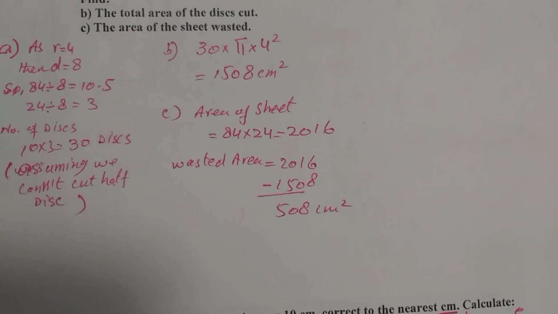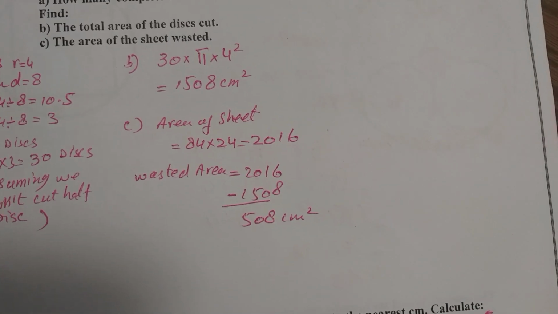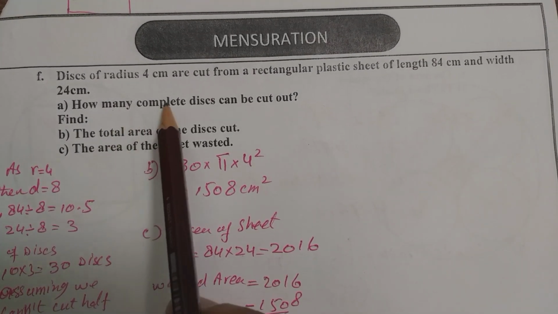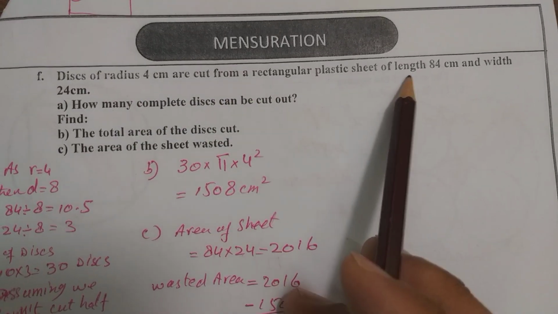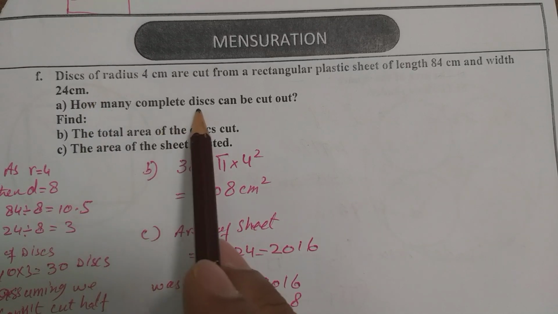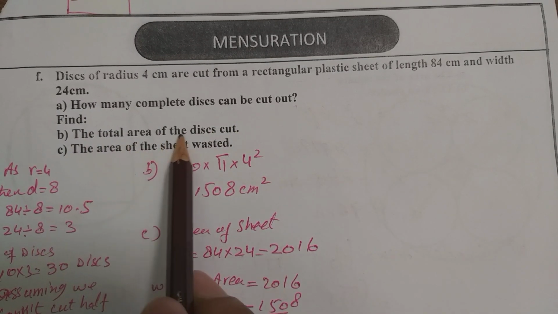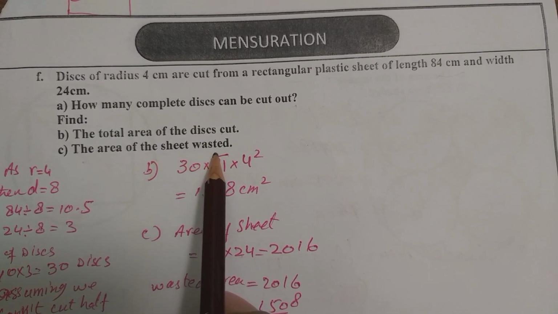Let's see what the next questions are. In the F part, on page number 6, we are given the question: discs of radius 4 cm are cut from a rectangular plastic sheet of length 84 cm and width 24 cm. How many complete discs can be cut out? Find the total area of the discs cut, and the area of the sheet wasted.